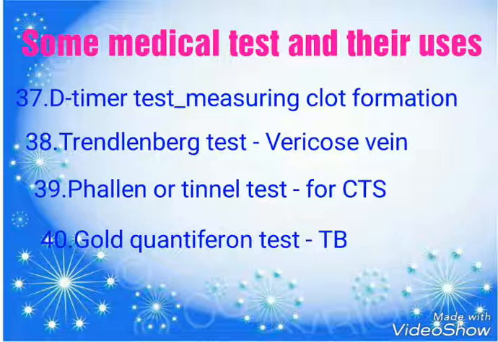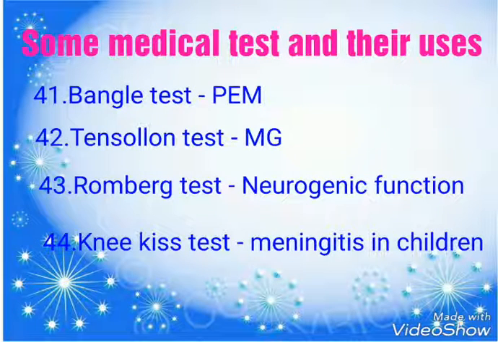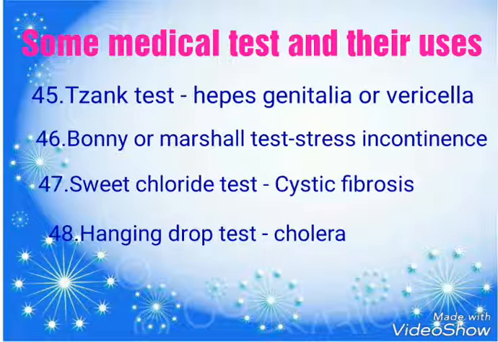Next, QuantiFERON Gold test for TB or tuberculosis. Next, Bangle test for protein energy malnutrition. Next, Tensilon test for myasthenia gravis. Next, Romberg test for neurogenic function. Next, Kernig's test for meningitis in children. Okay. Next, Tzanck test for herpes genitalis or varicella. Next, Bonney or Marshall test for stress incontinence.